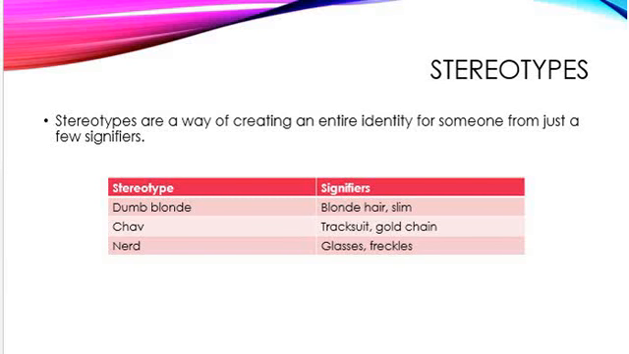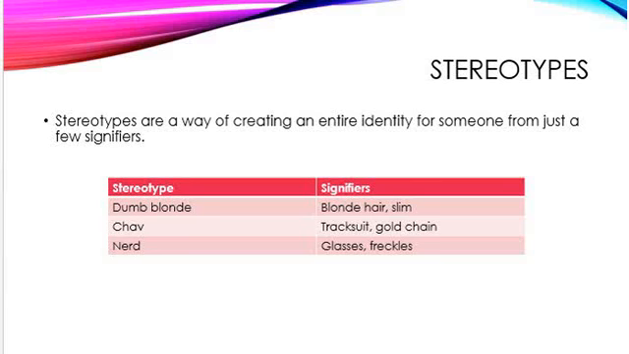For example, stereotypes are a way of creating an entire identity for someone just from a few signifiers. So, a stereotype of dumb blonde would usually mean they have long blonde hair and they are very slim. A chav would be signified by a tracksuit and a gold chain, and maybe a nerd by having glasses and freckles.